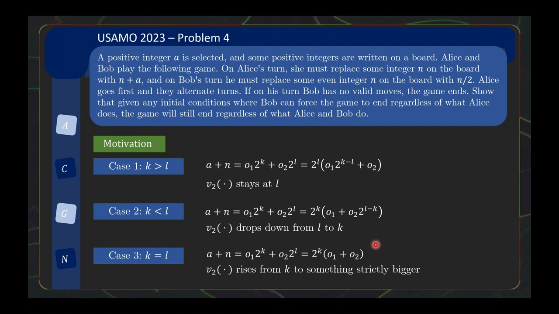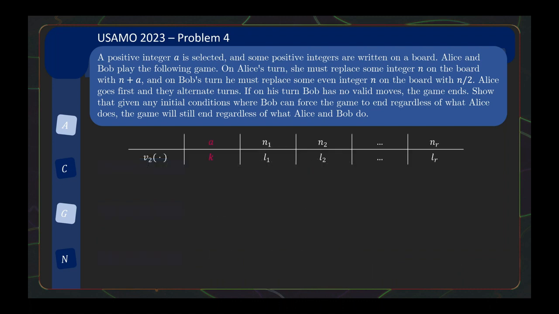Okay, so we see Bob's move reduces a power of 2 by 1 for one number, right? For the number that's chosen. Alice's move either maintains the power of 2, causes it to drop, or boosts it to something strictly bigger. So with this in mind, it's actually quite easy to now motivate the answer. Now let's look at our powers of 2 again. So this is what we have in the initial configuration.